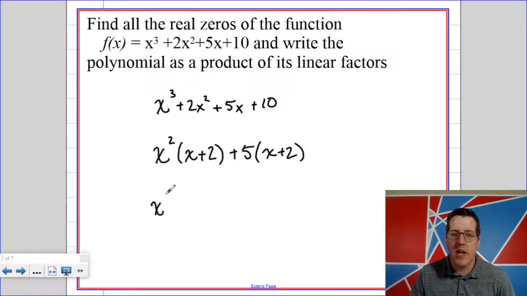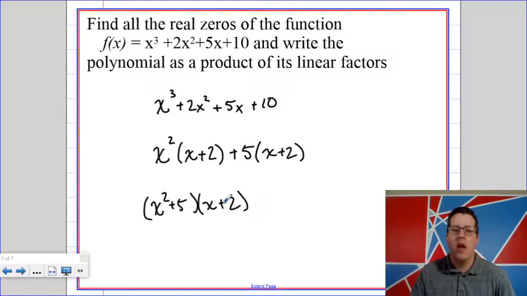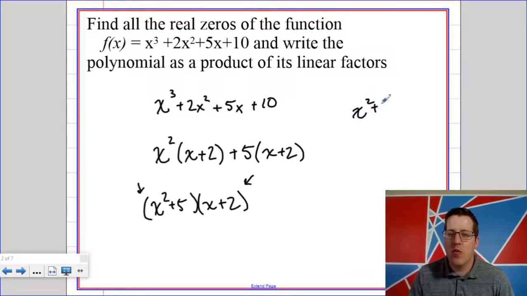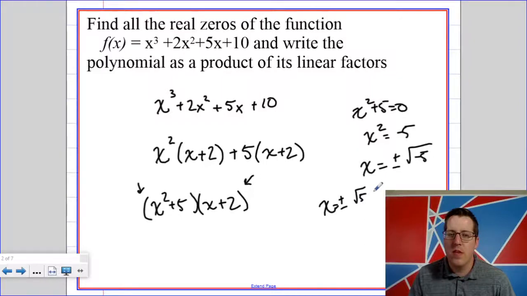Anyways, I'm going to get x squared plus 5 times x plus 2. Makes sense that I would have 2 zeros here and 1 0 there. These are going to be different zeros. So you can start by saying x squared plus 5 equals 0, and x squared equals negative 5, and x equals plus or minus the square root of negative 5, which is x equals plus or minus root 5i.